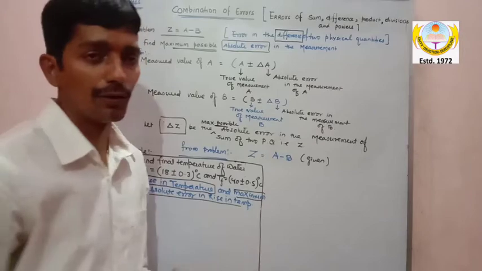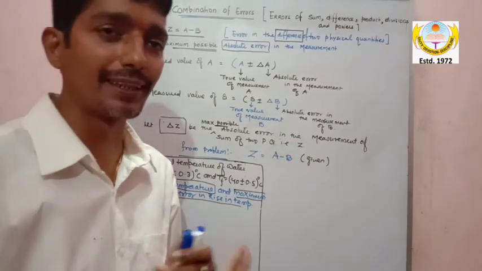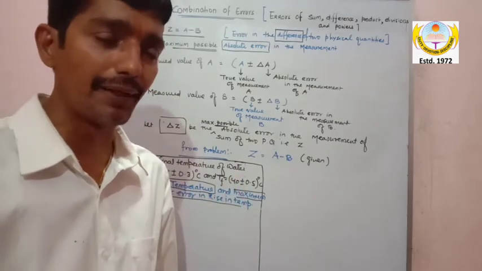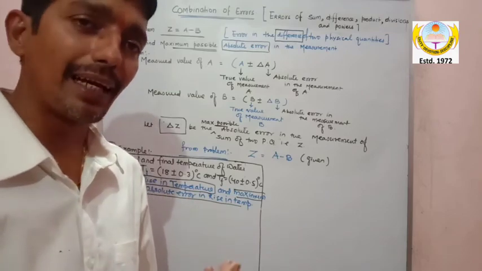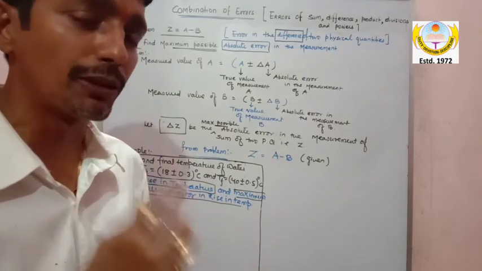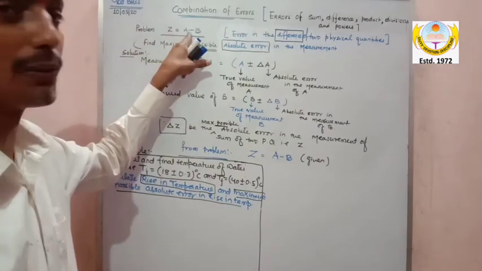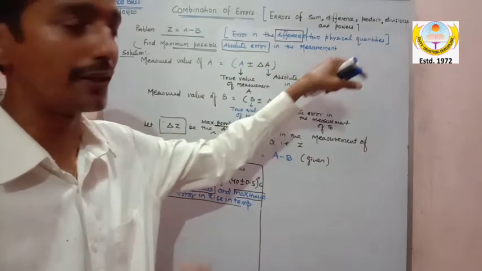This is the second video on differences: how to calculate the error in the difference of two physical quantities, and how to calculate the error, the true value and the maximum possible error in that question. Here, I have given that z is equal to a minus b, that is, the error in the difference of two physical quantities.